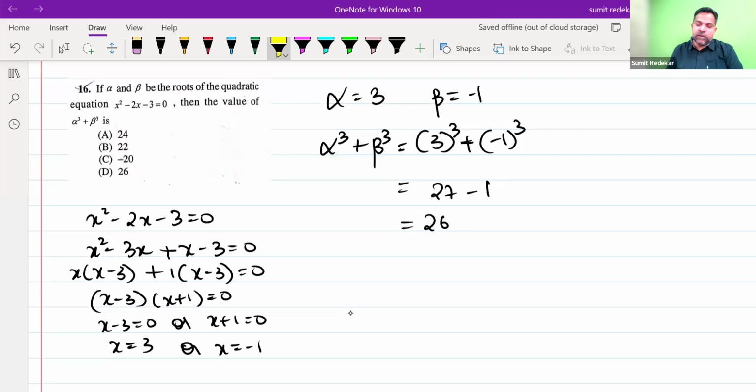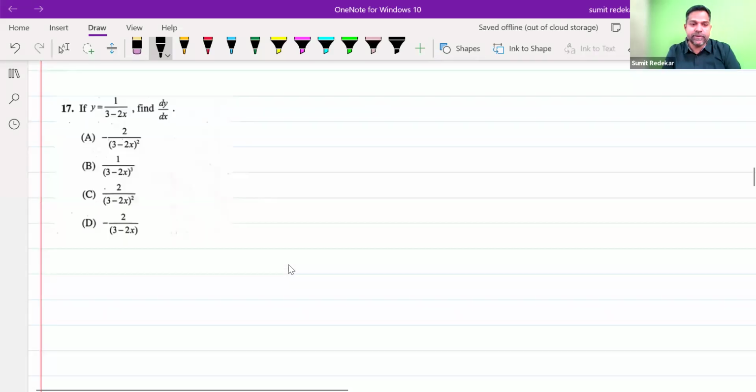Sir, can we use the alpha plus beta and alpha beta property and find this? Yes, that is also an option. But I would suggest that if you could not split the middle term. Here you can split the middle term, so it's okay if you don't do it.